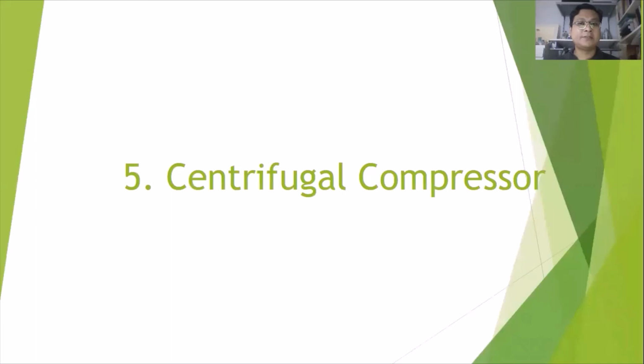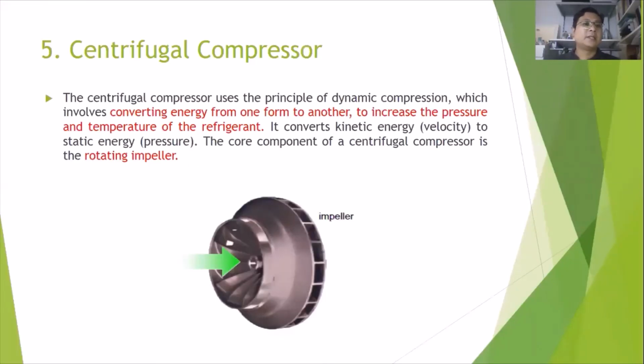And then the centrifugal compressor. This is the structure of the centrifugal compressor. The centrifugal compressor uses the principle of a dynamic compressor, which involves converting energy from one form to another to increase the pressure and temperature of the refrigerant. It converts kinetic energy, velocity, into static energy, pressure. The core component of a centrifugal compressor is the rotating impeller.